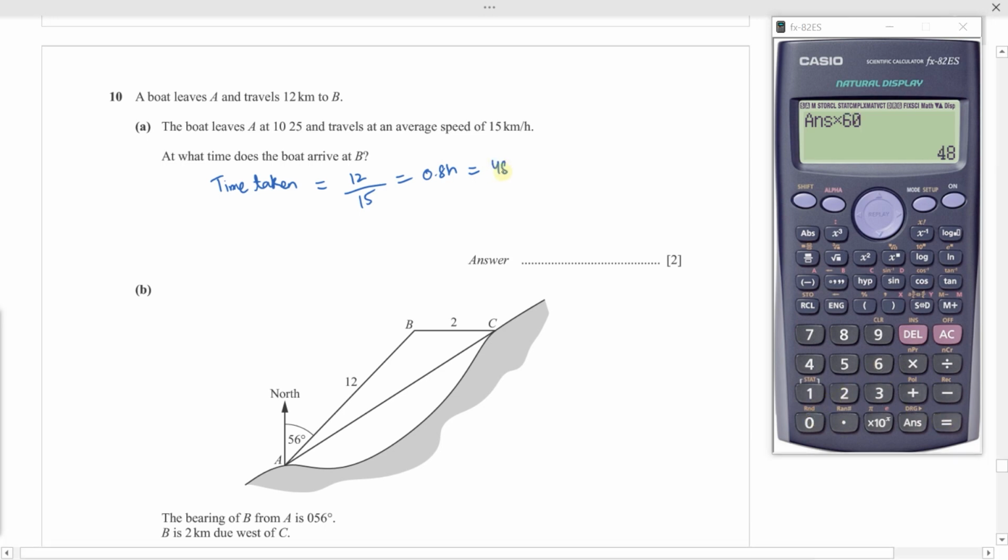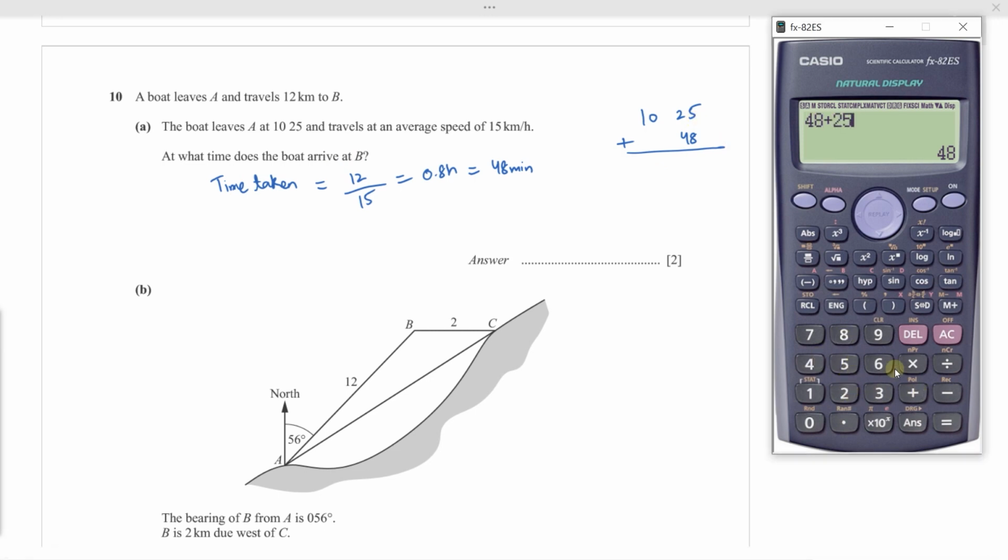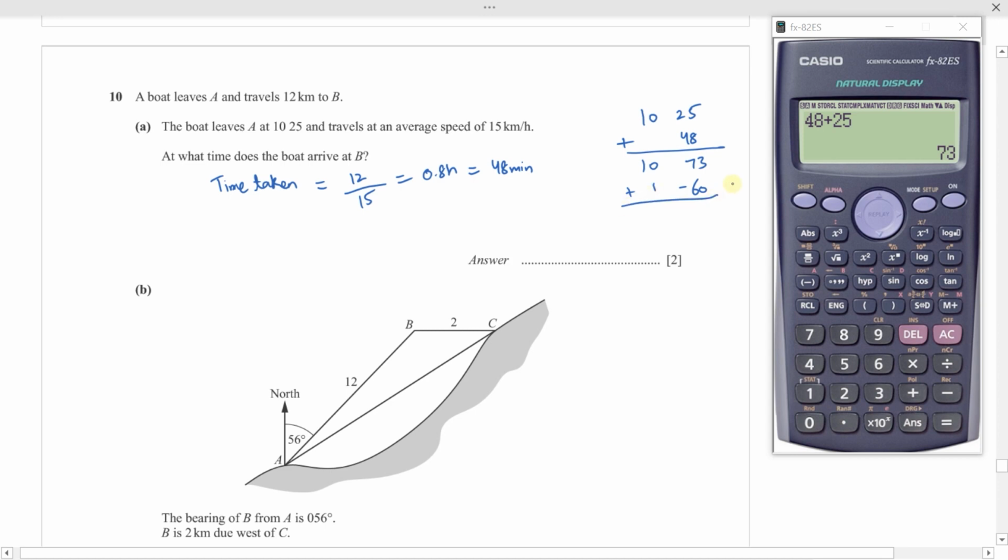So I can convert this into minutes by multiplying by 60. It will give me 48 minutes. So the boat takes 48 minutes. So it left at 10:25, and then you add 48 minutes to get the arrival time at B. 48 plus 25 is 73. So 73 and 10. Since I've gone above 60, I will minus 60 minutes here and add 1 hour here. So 73 minus 60 is 13, 10 plus 1, 11. So the arrival time at B is 11:13.